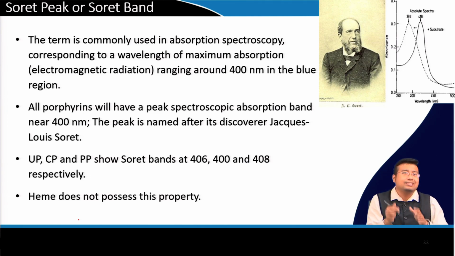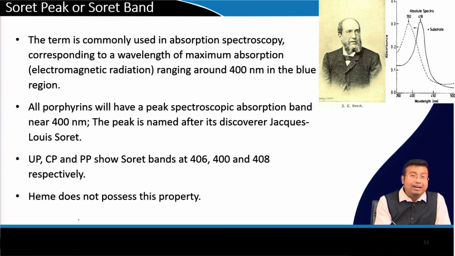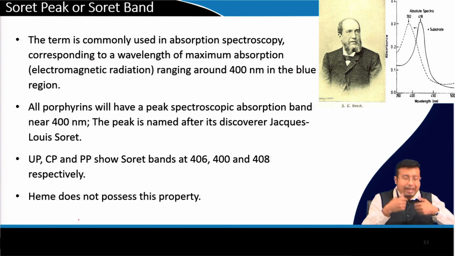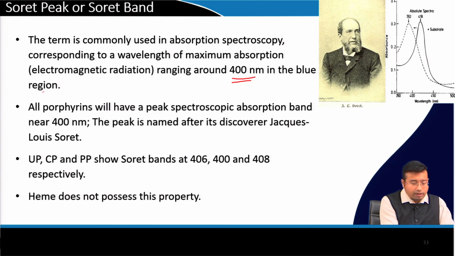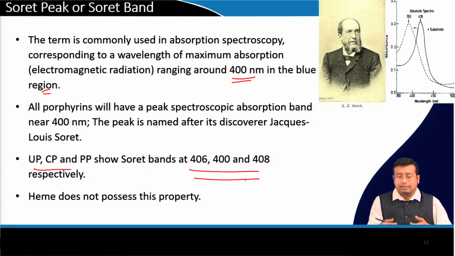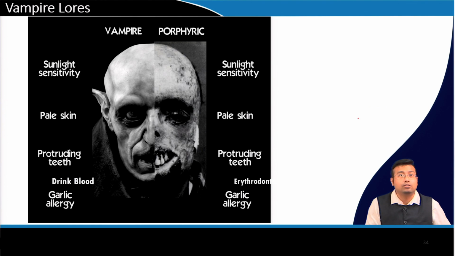So, what is UV fluorescence? There is a term known as Soret band that is formed when we expose the urine or the sample to the UV range of light. So, what happens? At specific peaks, specific porphyrins have their absorption maxima. So, they give this characteristic band that is known as Soret band, after the discoverer Jacques Louis Soret. Okay. Heme does not possess this property, it is only the intermediates that possess this property.